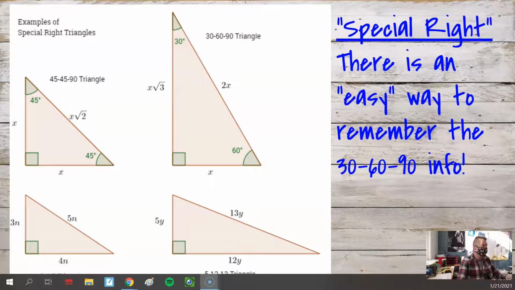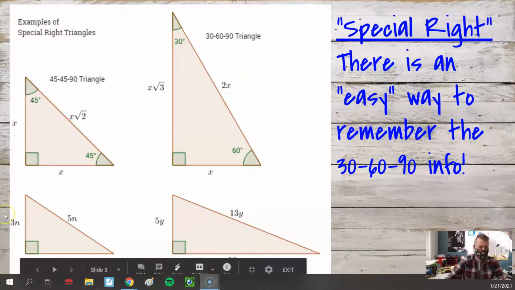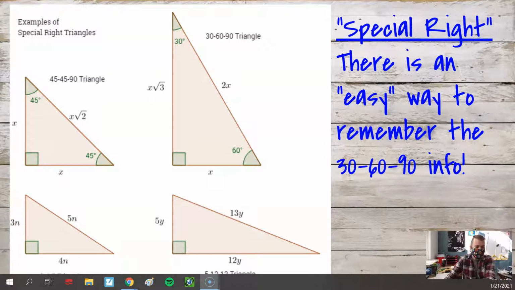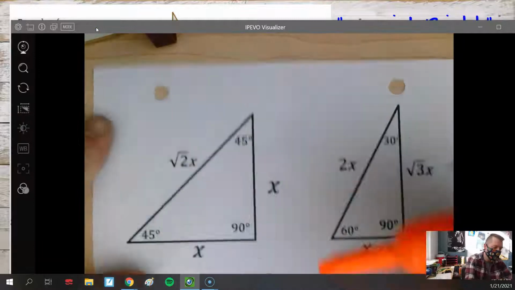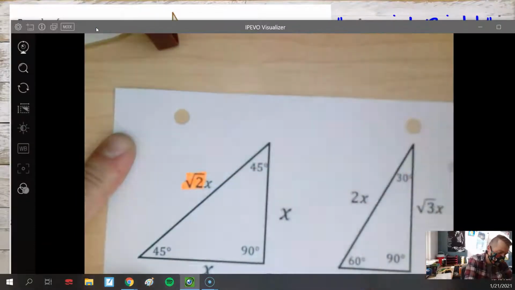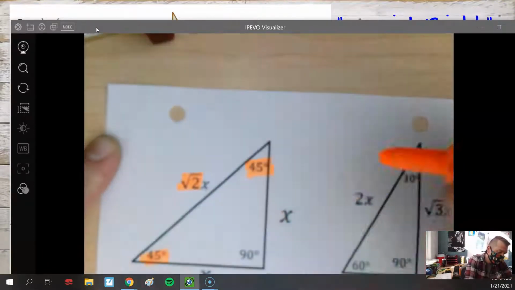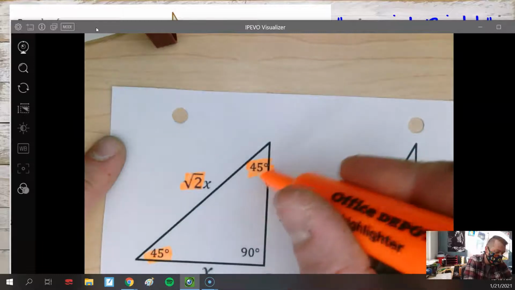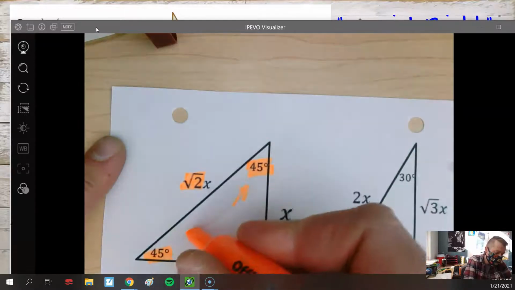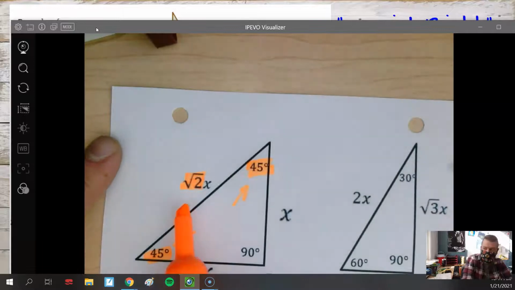So obviously our 45, 45, 90 is isosceles. So our two legs there are both x's. And here's the memory trick that I use to remember the 45, 45, 90. How many angles there are the same as each other? What is the value that we use to find our hypotenuse? Radical 2. Right? So in the 45, 45, 90, we have two congruent angles, and we use radical 2.